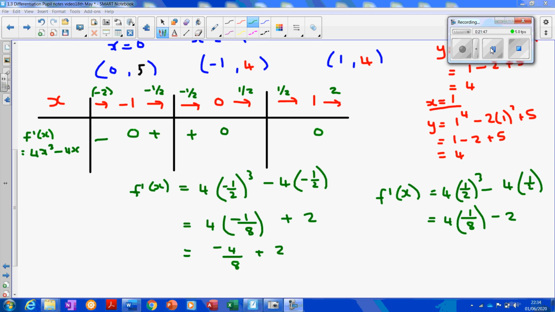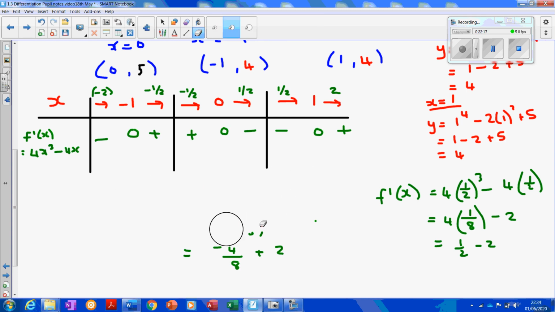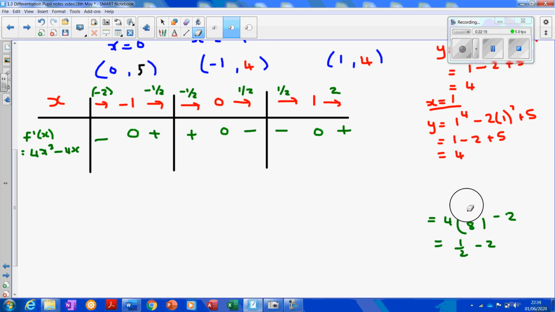Okay, so what does that give me? So that's going to be 4/8. So 4/8 is the same as a half, so a half minus 2, that's going to be negative in there, so therefore negative in there. Right, when x equals 2, I'm going to just do that in my head. So 2 to the power of 3, 2 2s are 4, 4 2s are 8, 4 8s are 32, so it's going to be 32 minus 4 times 2 is 8, so it's going to be positive. Okay, I'll get rid of all of this just now so I can see what I'm doing. Right, now you can put all of that into your calculator.